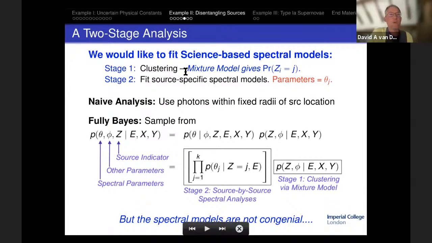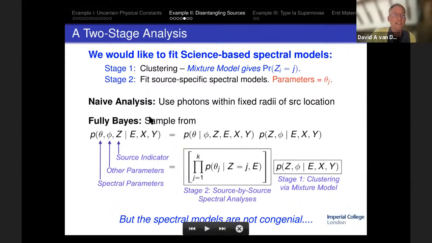So again, stage one is the clustering. Stage two is the source-specific fit of the spectra. A naive analysis could do various things, but one thing it might do is just collect the photons that appear on the image within some distance of each of the source locations, and then just attribute those to that source and use those photons for that spectrum. So that's what we're going to call a baseline naive analysis.